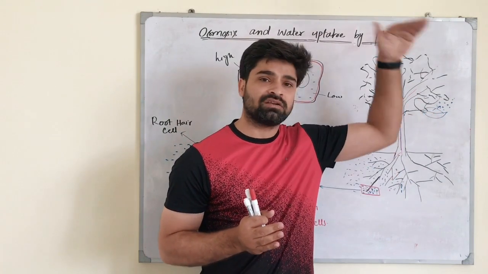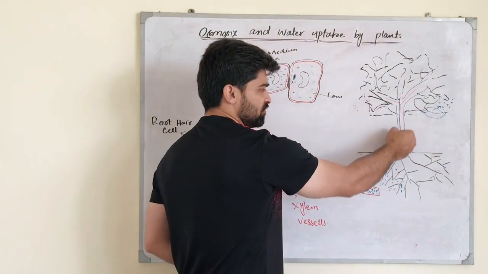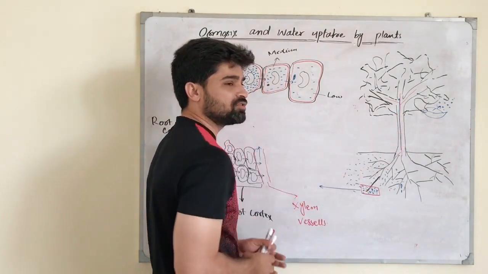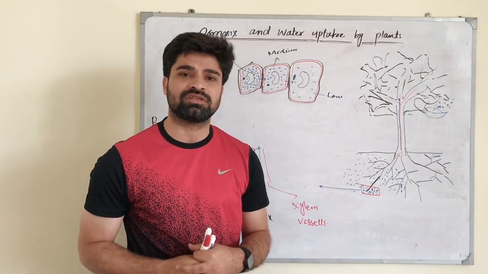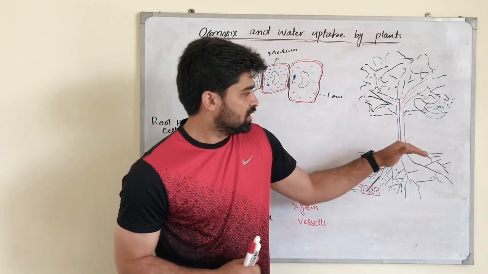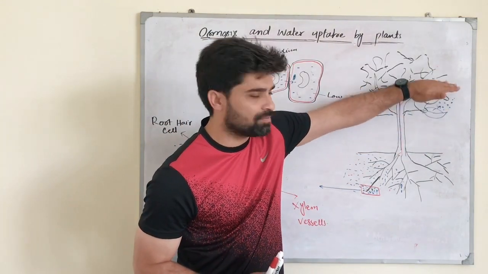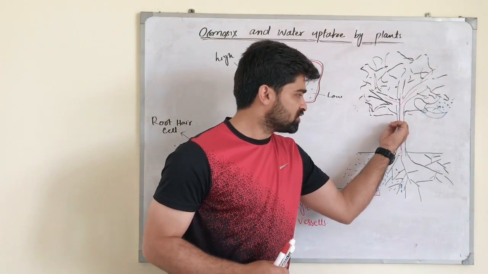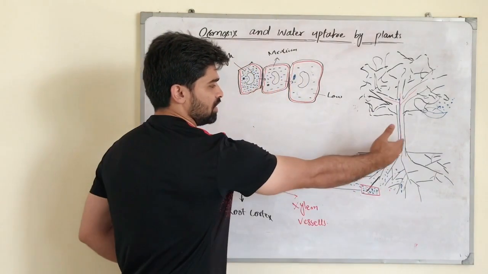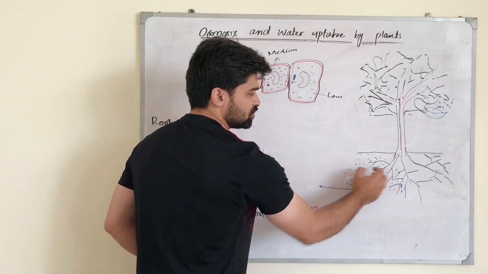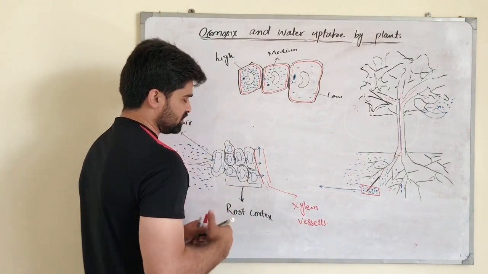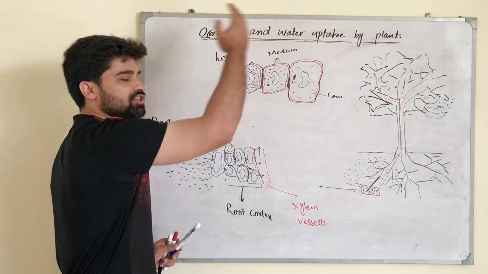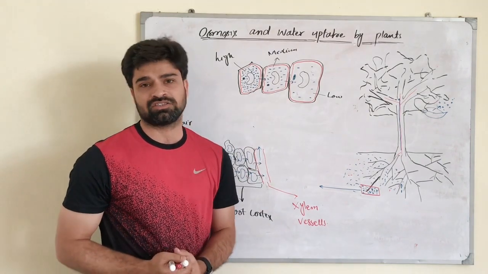That water will evaporate, and that will result in negative pressure in the xylem vessels, and the xylem vessels produce a transpiration stream. That means water will be lost from the upper surface of the leaf, and that loss will form a space in the xylem, and into that xylem water will come from the soil. So this is how water enters through the root hair cells into the root cortex, then the xylem, and from the xylem it reaches up to the leaves, and from the leaves it is transpired.